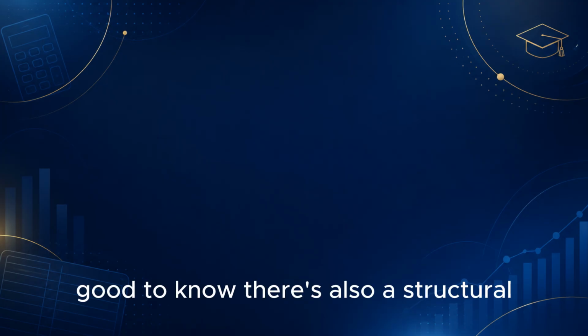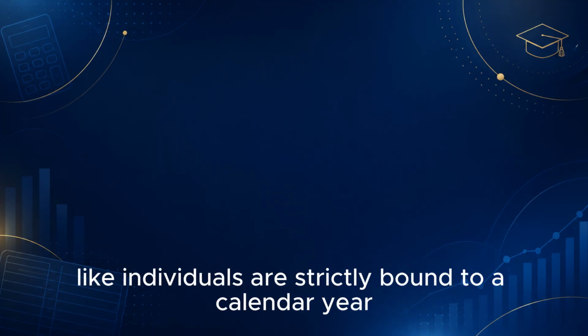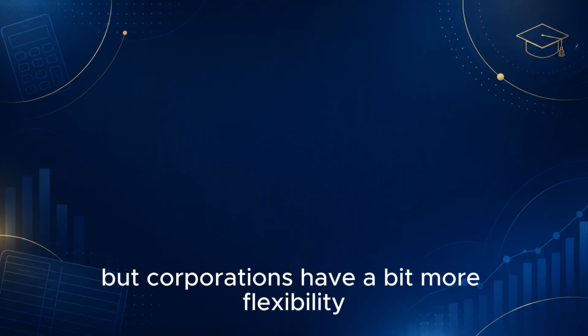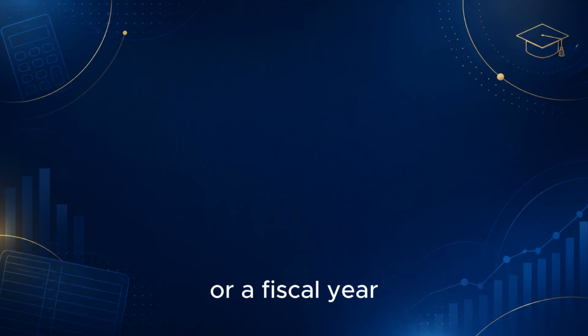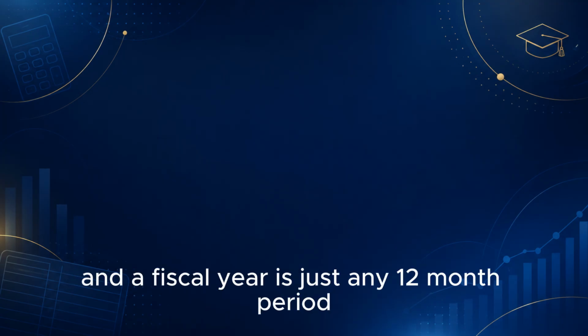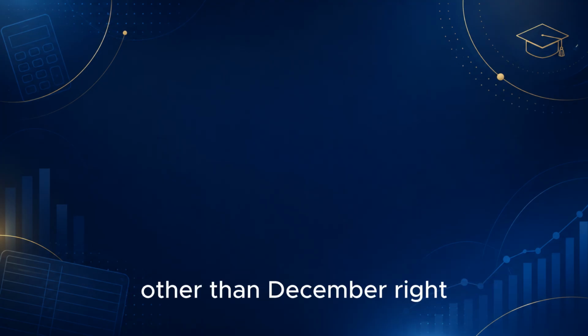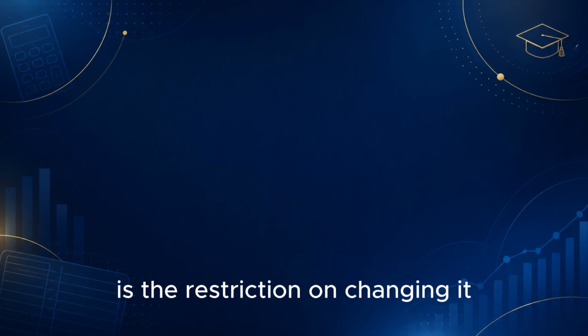Good to know. There's also a structural difference in how they measure their year, right? Like, individuals are strictly bound to a calendar year, January 1 to December 31, but corporations have a bit more flexibility. They do. Corporations can employ either a calendar year or a fiscal year. And a fiscal year is just any 12-month period ending on the last day of any month other than December. Right. But the highly testable element here is the restriction on changing it.